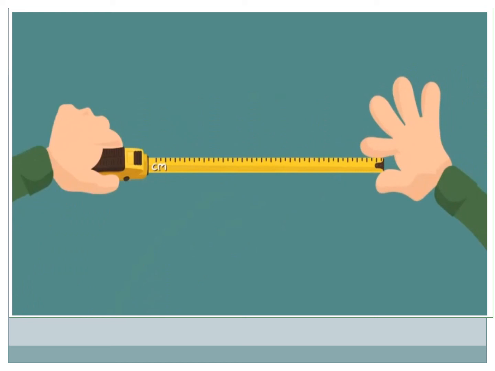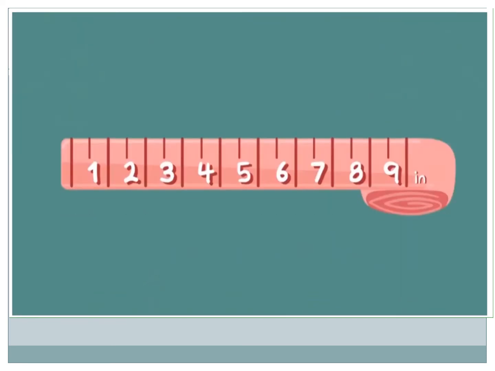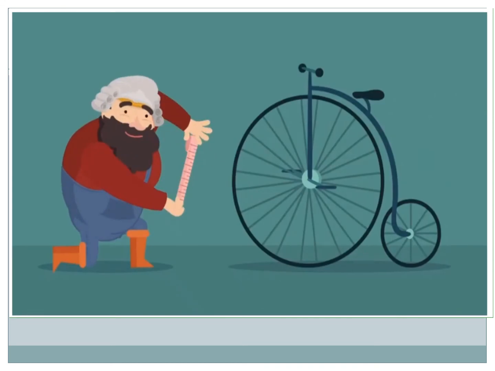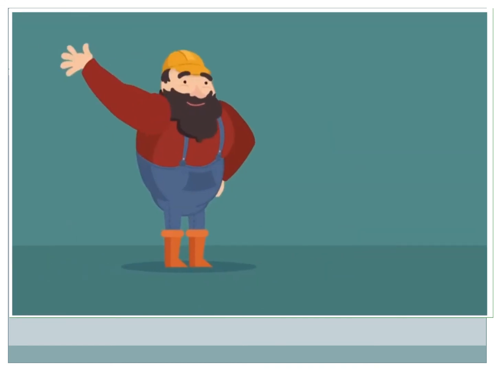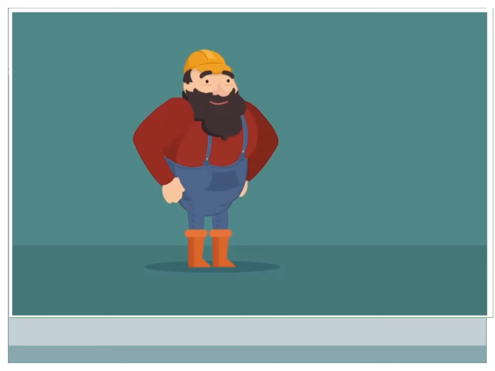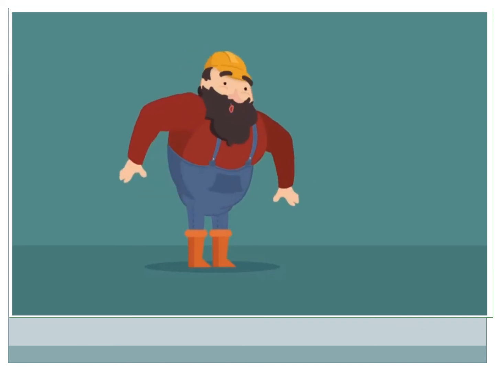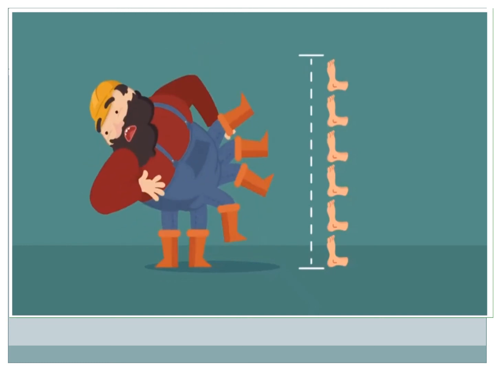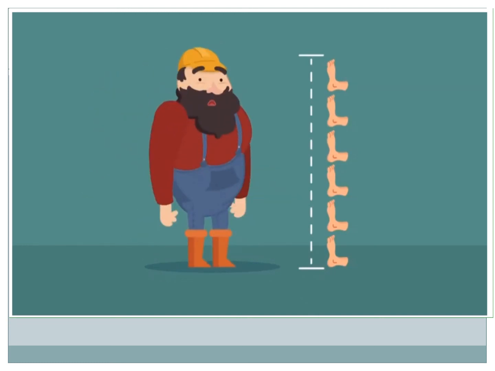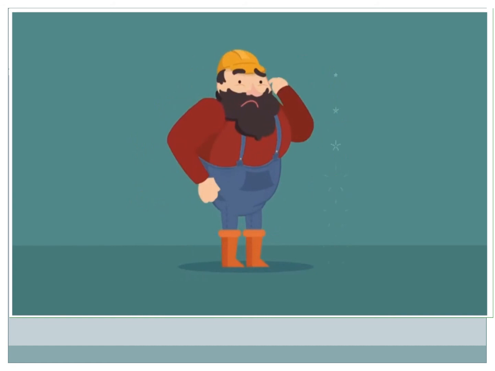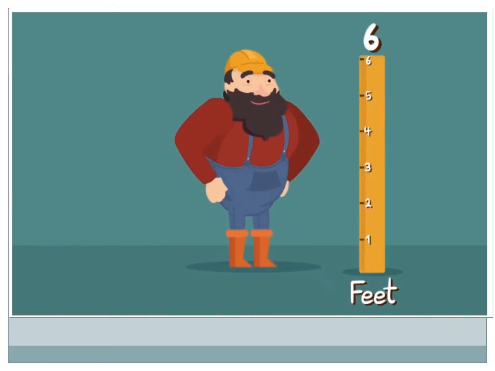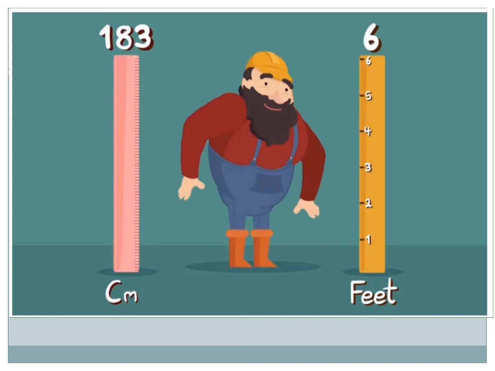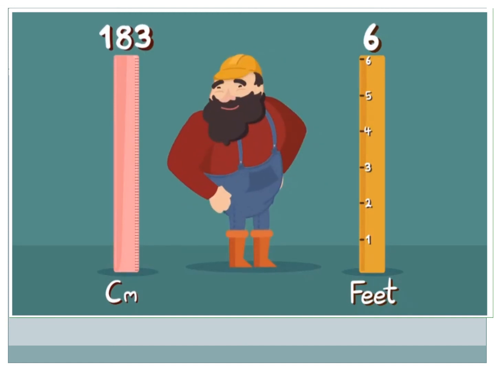We all learn how to use metric measurements, but before metric measurements were invented, we used the imperial system. We still use some of those measurements. For instance, how tall is this builder? 6 feet. Of course, that doesn't mean he has 6 feet. It means he's 6 feet tall, which is an old way of measuring length, feet and inches. We can also measure him using centimetres. 6 feet is the same as 183 centimetres.